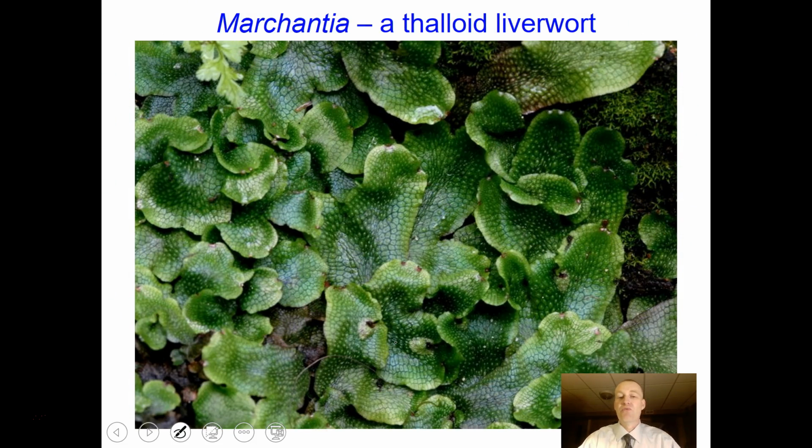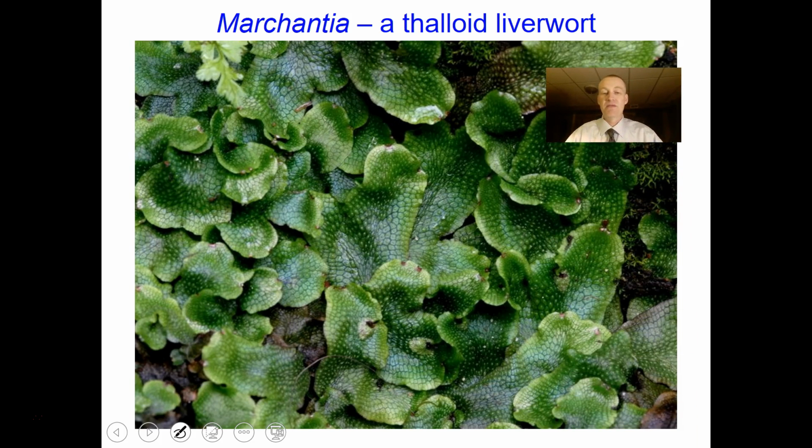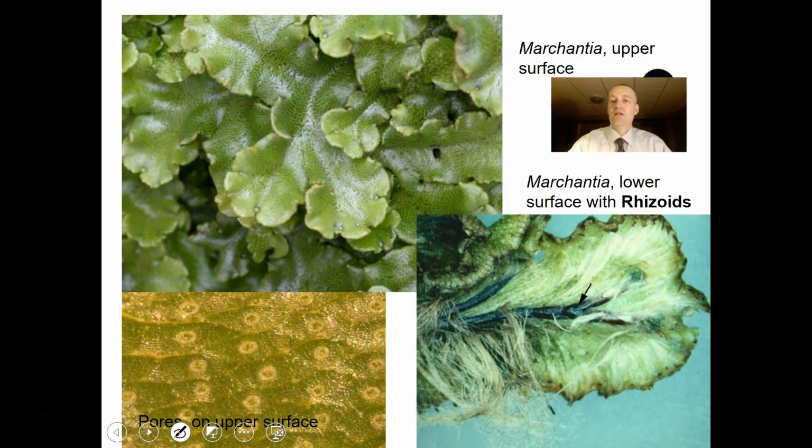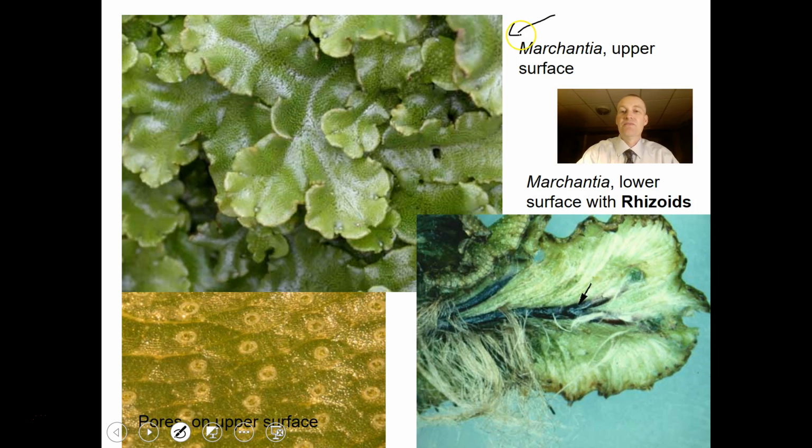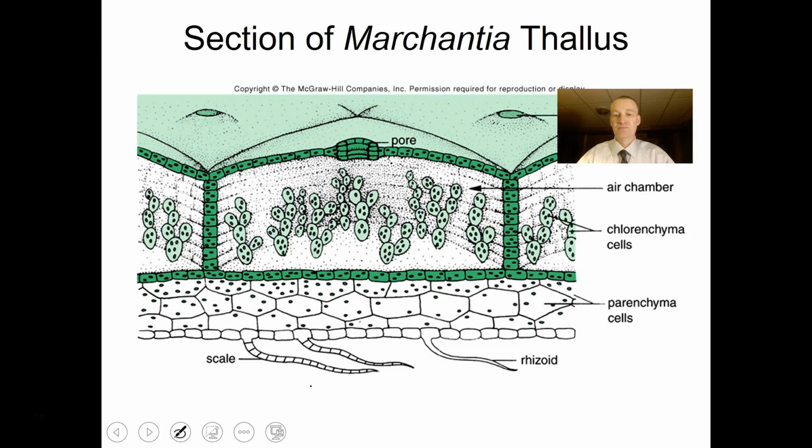Marchantia is one of the more common model species of liverworts that many people have studied, and they're a beautiful liverwort, as you can see here. This is the upper surface of Marchantia. And you can see on the lower surface of Marchantia, there are these little root-like structures, those little rhizoids that are sitting there, and those help to anchor the liverwort. If you ever go to pull one up, you'll find that those rhizoids are pretty tough. On the upper surface, you can see little pores. These are little pores that allow for gases to enter and exit the organism.